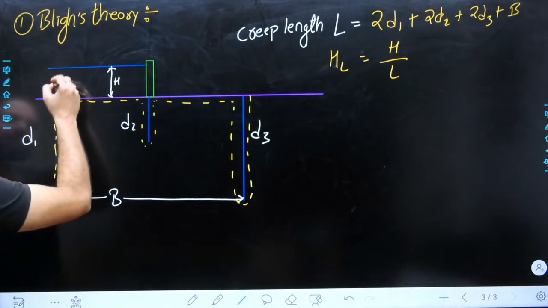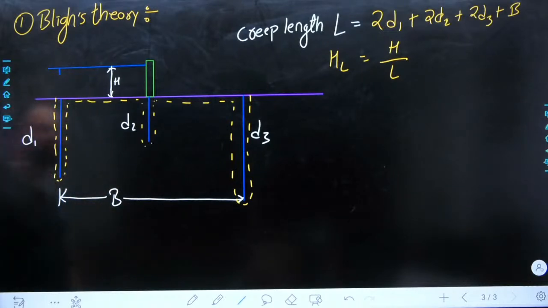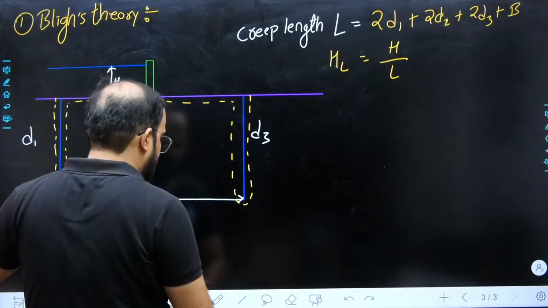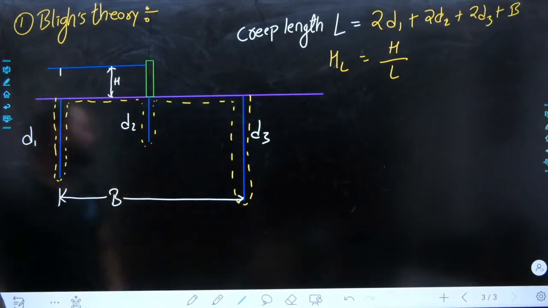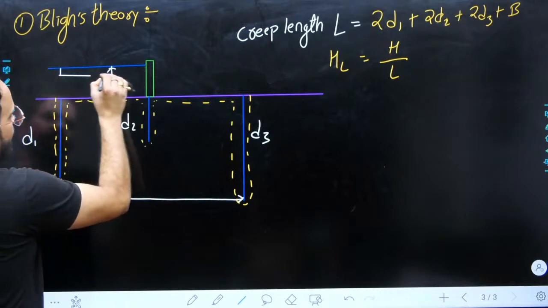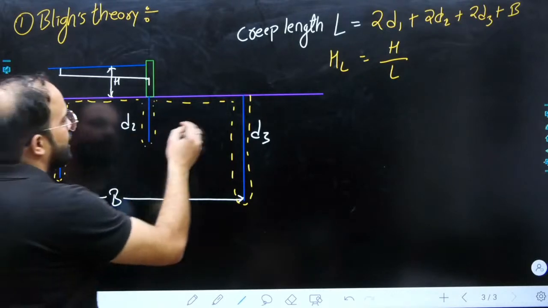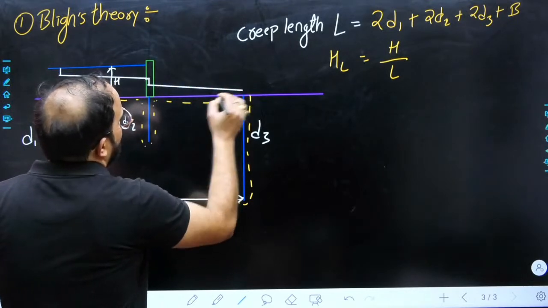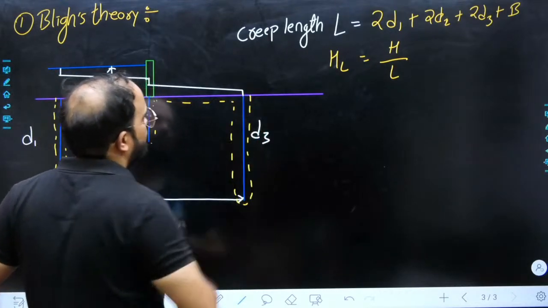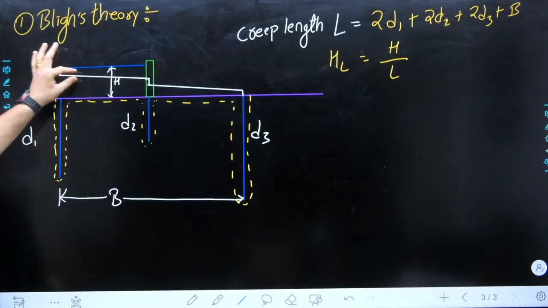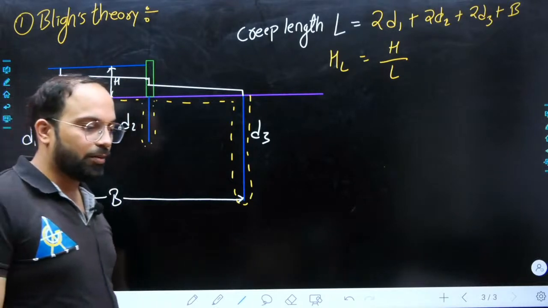Consider that here we have a head like this. Because of D1, this much amount of head will be lost. Now, because of this horizontal travelling of water, some amount of head will be lost. Because of this pile, some amount of head will be lost. Again we provide a horizontal distance, then again because of this pile water has to travel. By this pattern my head will be lost. I hope this is clear.